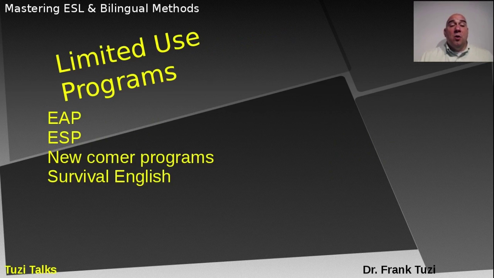There are also limited use programs. Programs like English for academic purposes. Those are the ones that you typically see at a college. The main purpose for this program is to get somebody prepared for academic life, the ability to succeed in college. So they're dealing with more of the academic components. You also have a lot of ESP programs, English for specific purposes.